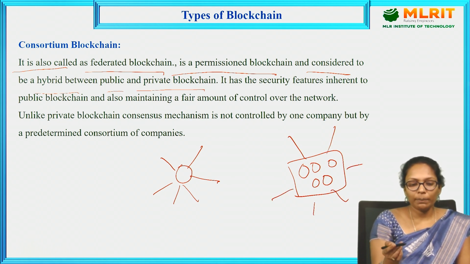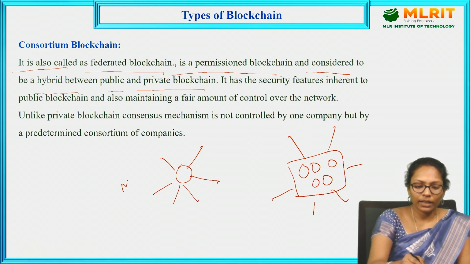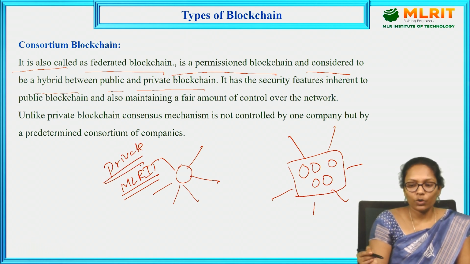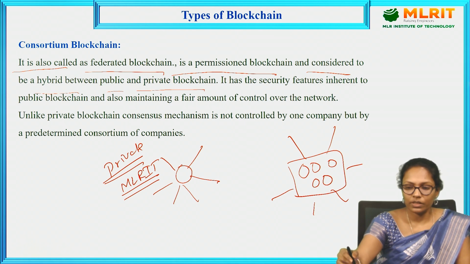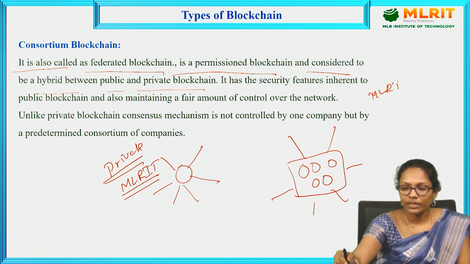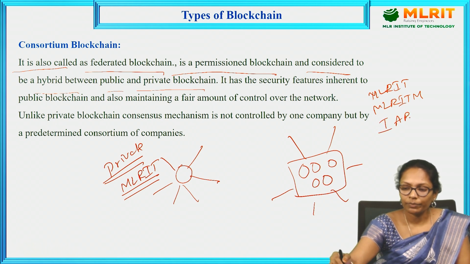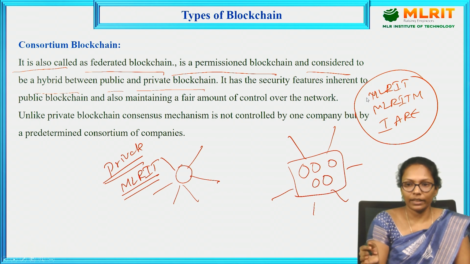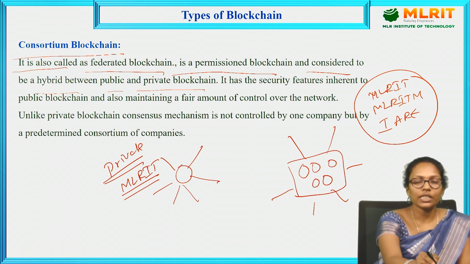So for example, only for MLRIT, if I create a blockchain, I can consider it as a private blockchain. I want to create a blockchain for the cluster colleges like MLRIT, MLRITM and IARE. For these three colleges, I want to create a blockchain combinedly. Then I can go with the consortium blockchain.